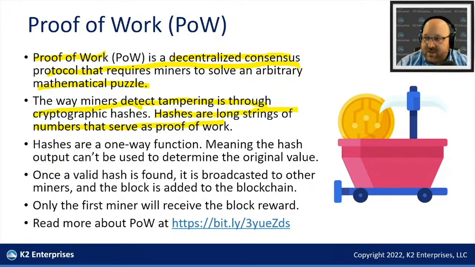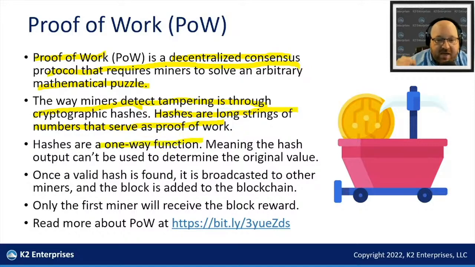And with respect to this, it's something that the computer itself is trying to solve and work through. And as it solves this particular puzzle, once it solves it, then that block is essentially settled, and then it's added to the blockchain. Now, these hashes, these random long strings, and again, we'll take a look at that here in a moment, are an example of a one-way function.